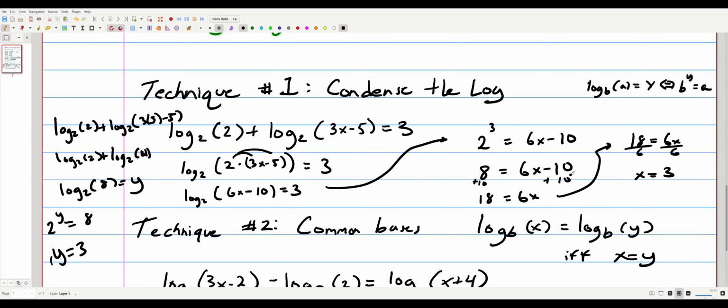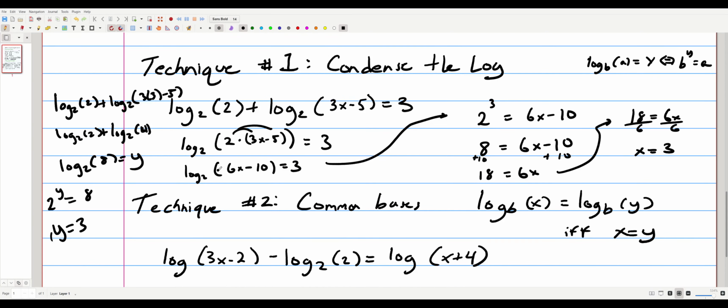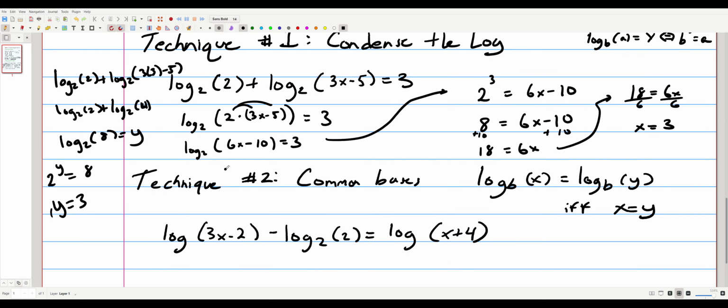All right, and the second technique for logs is also the common base technique. So I'm going to create a line here so we don't get confused from what we wrote before.